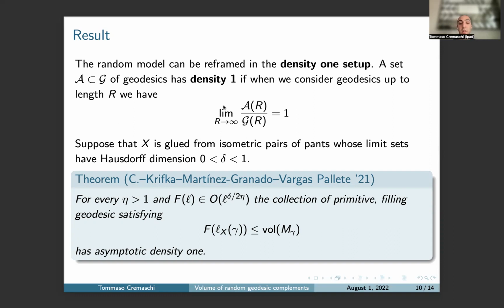you have a sublinear class of functions, and for any sublinear function of that type, the density of the collection of primitive filling geodesics, this is the A(R) from before, that satisfy the volume inequality is 1. This is kind of a mouthful, but asymptotically what that means is that eta can be taken arbitrarily close to 1, and theta can also be taken arbitrarily close to 1.